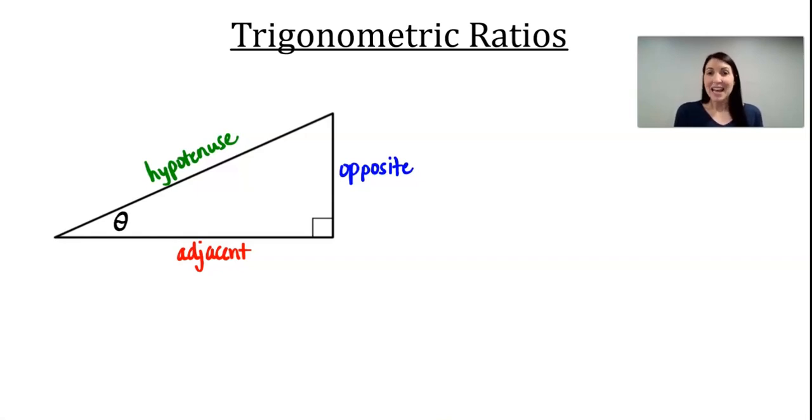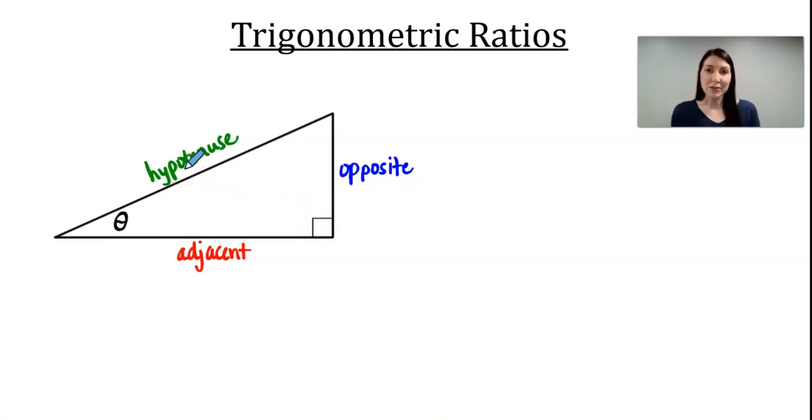You can see below that I have labeled a triangle, and the angle that I'm referring to, I'm always going to use the angle theta. Then, if you go across from the angle theta, we will call that the opposite side. If you go next to the angle theta, we'll call that the adjacent side. And then if you go across from the right angle, we'll call that the hypotenuse.